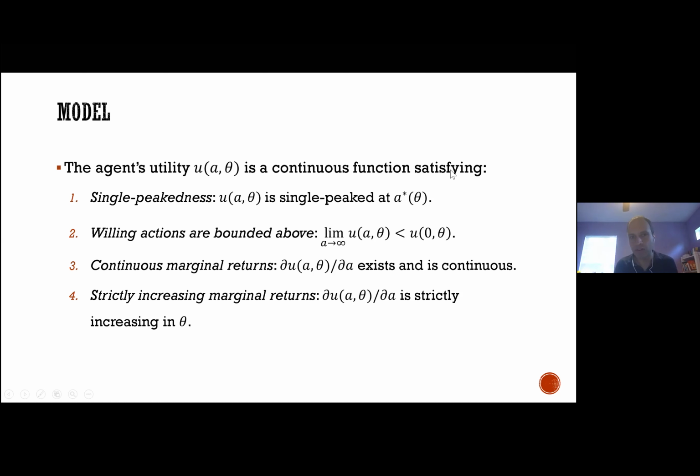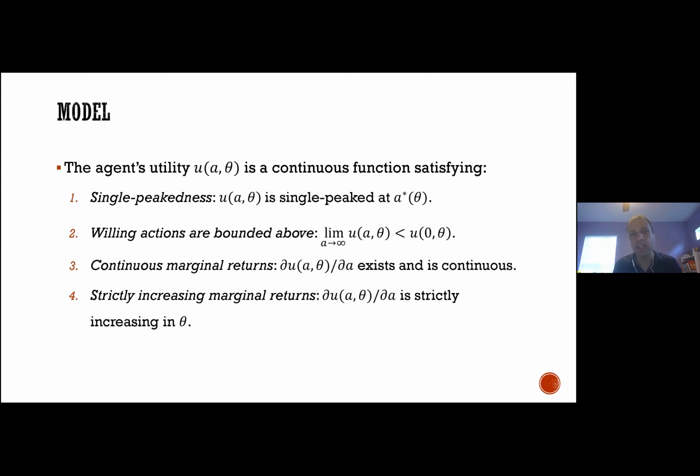I'm going to assume that the marginal returns with respect to the action for any type, this partial derivative over here, exists and is continuous in actions. And that's the next assumption. The final assumption is that the partial derivative, the marginal returns, are strictly increasing in type theta. Arnava, this is in response to your question. I was mentioning that I'm going to make some assumption that relates the utility function of different types. So that's the assumption I have, strictly increasing marginal returns. If I fix the action, then the marginal return is strictly increasing in the agent's type.